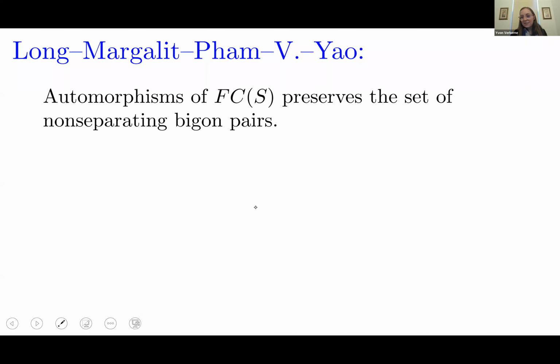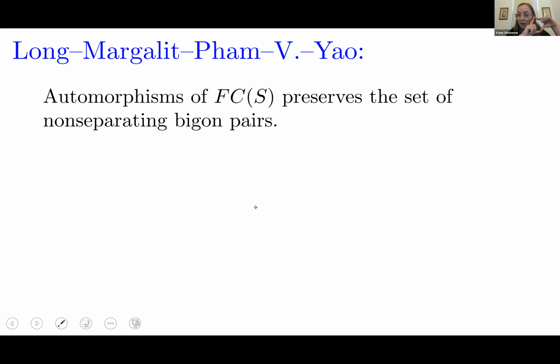So a lemma that we had to show along the way is that automorphisms of the fine curve graph preserve the set of non-separating Bigon pairs. The reason we wanted this lemma to hold is the same reason that Farb-Margalit wanted to show that convergent sequences are preserved by automorphisms of the extended fine curve graph. Because notice, a Bigon pair determines an inessential curve on the surface.